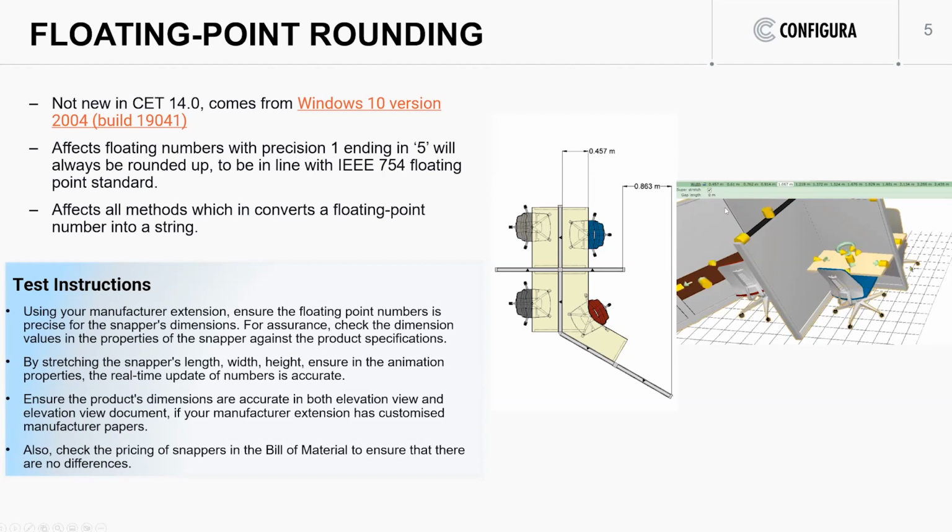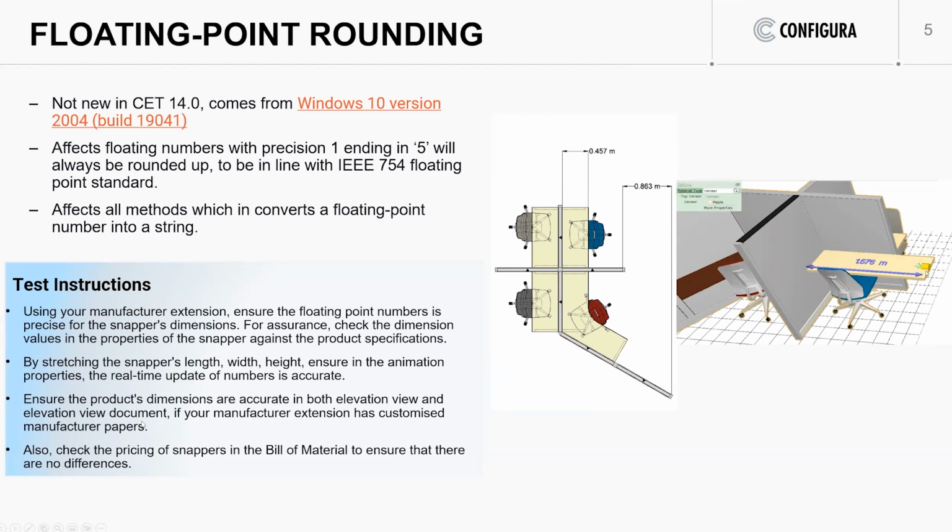As you stretch, there's an animation property. Please make sure that the real-time update of numbers is accurate. They do not turn into something else. Please make sure that this number, this update over here, is accurate as before. Ensure that the product dimensions are accurate in both elevation view and elevation view document.